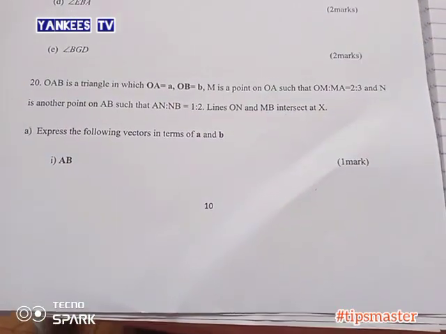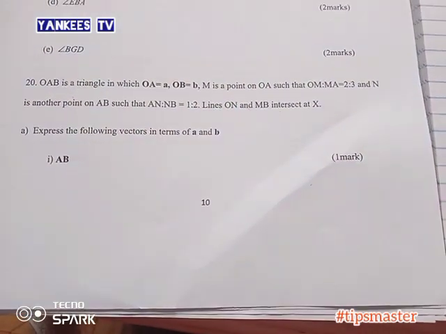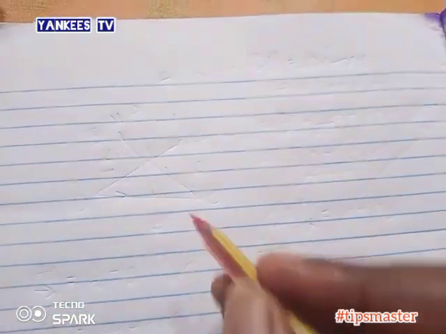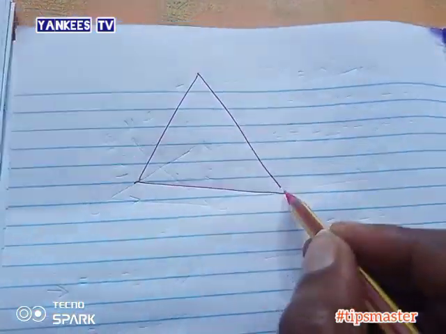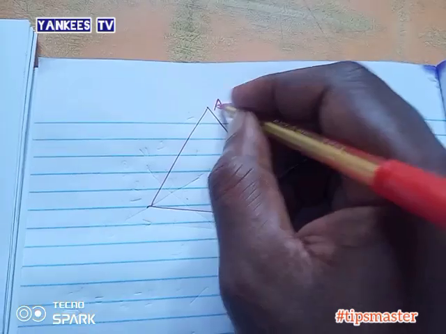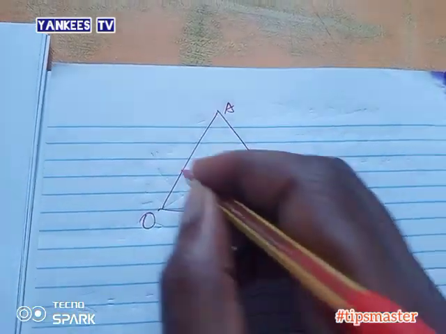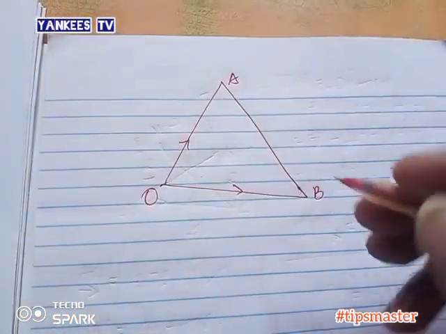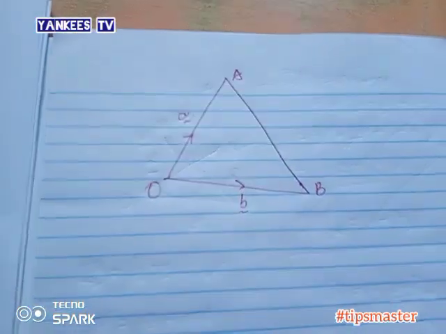So the first thing, guys, is that we are going to interpret this statement into a diagram. We are told triangle OAB. So coming over to our working space here, I'll have our triangle OAB. Of course, O is the point of origin. We are told sides OB and OA have vectors B and A respectively.